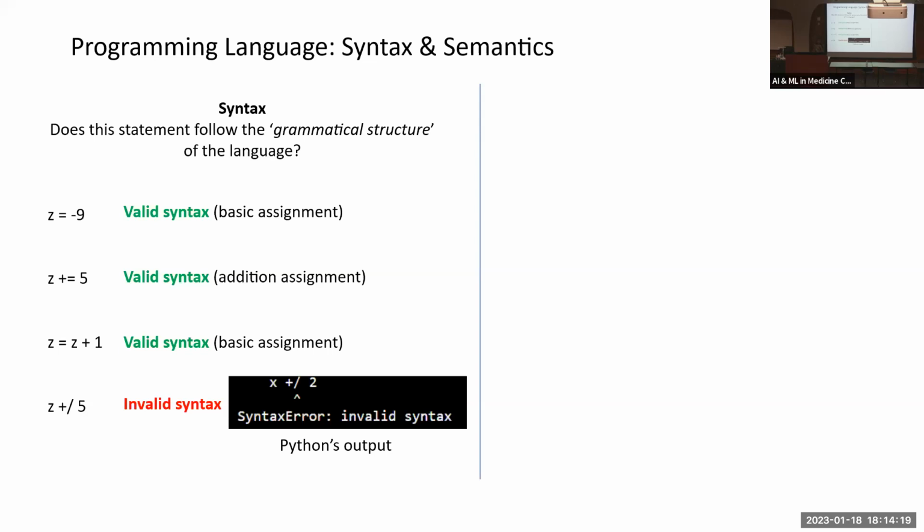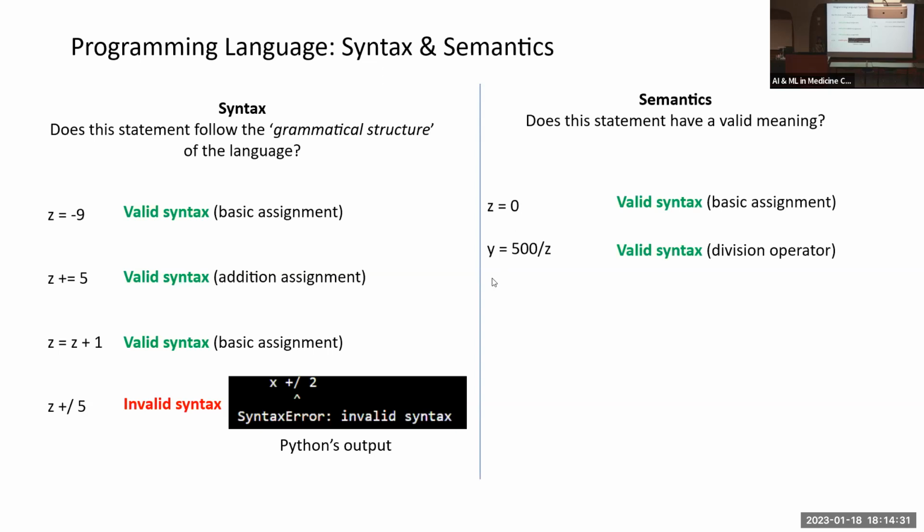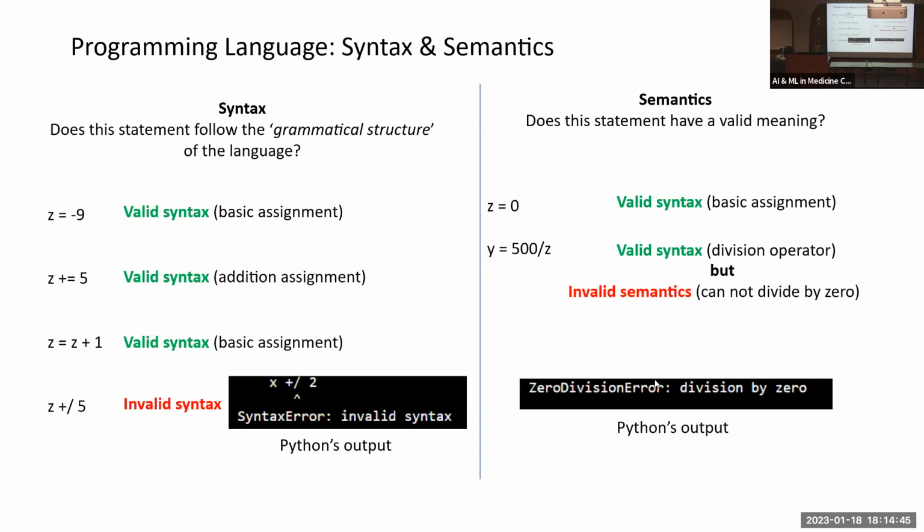But there's one more thing, that's semantics. And we know what semantics means, if a statement has some valid meaning. For example, I write z is equal to 0. That's a valid syntax. I write y is equal to 500 by z. That's also a valid syntax. I can divide anything by anything. But would it work? No, I cannot divide anything by 0. That's mathematically wrong. So if I run this code, it will say we have a division by 0 error. There's no syntax problem, but it's nothing meaningful. So while writing code, we have to be careful about these two things, that both my syntax and my semantics should be correct.